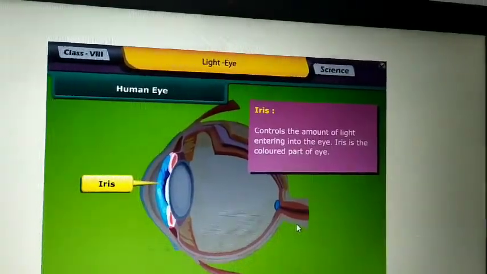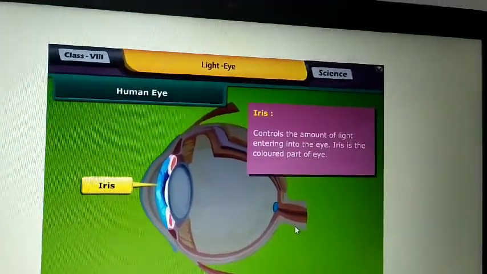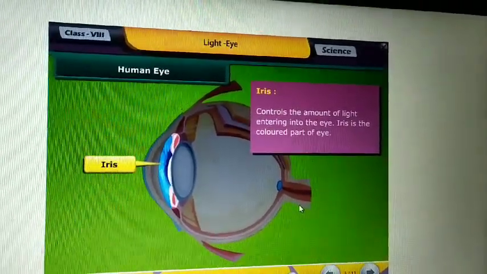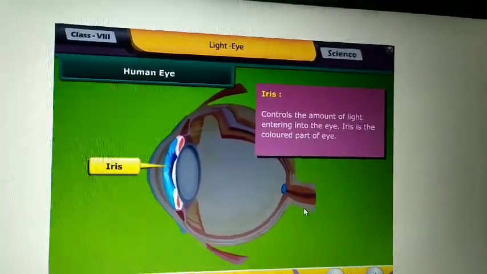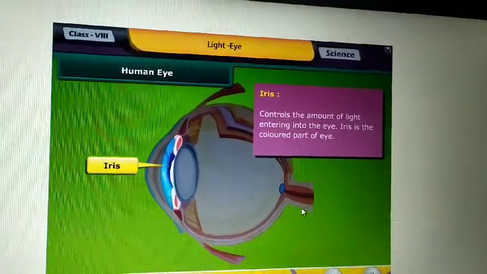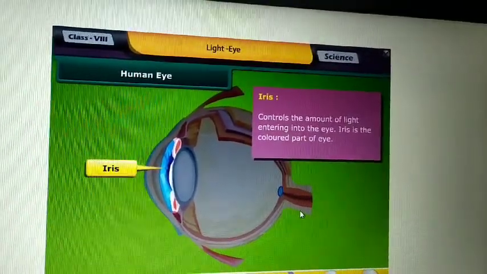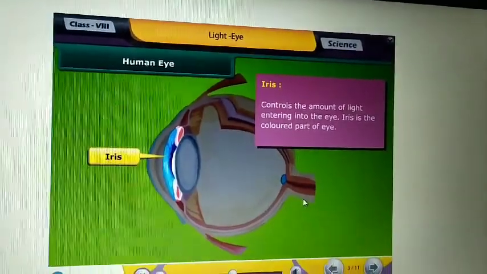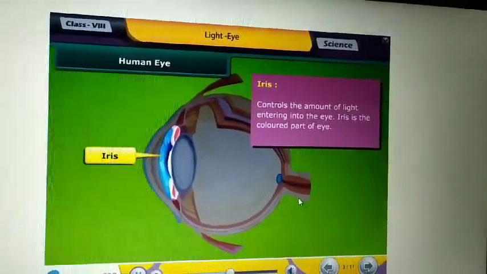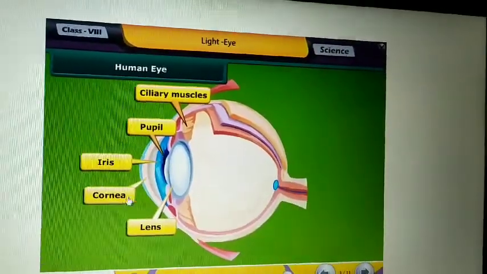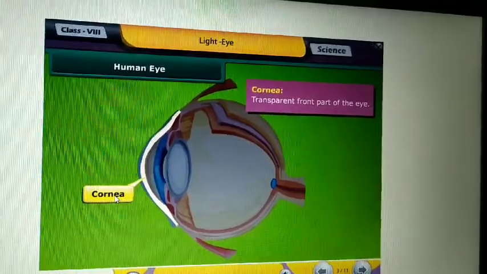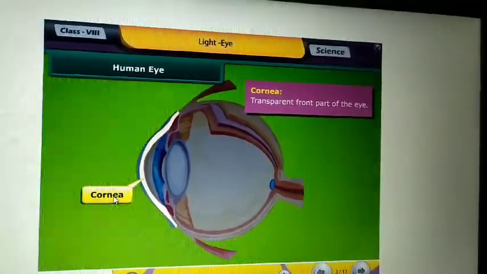Iris. Iris is the colored part of the eye, which may be black, brown, green, or blue in color. It controls the amount of light entering into the eye. Do you know that the color, texture, and patterns of each person's iris are as unique as a fingerprint? Cornea. It is the transparent front part of the eye. It does not have blood vessels.